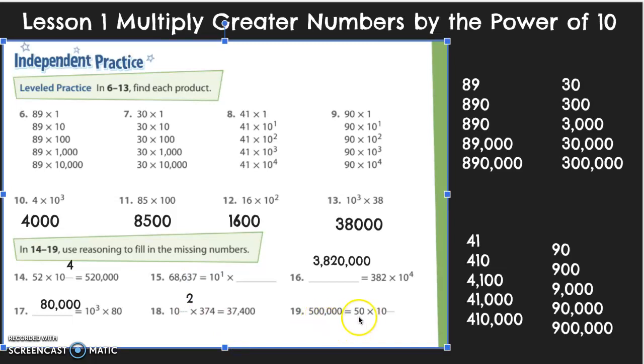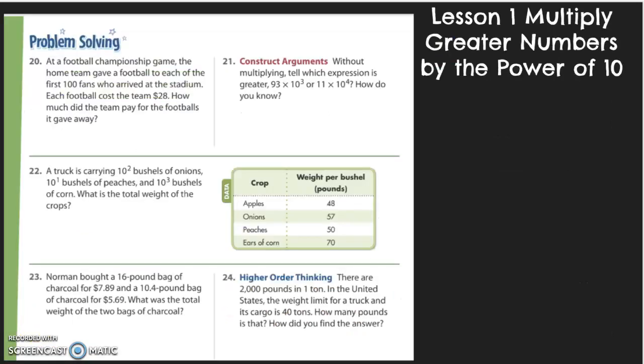And the last one here, 50 times 10 to the what is going to equal 500,000. So I got a 0 here. So I'm going to take one of these zeros away. That would leave me 4 zeros. So this is going to be a 4 in here. Okay? All right, then we're going to go and do a couple of these problem-solving ones.